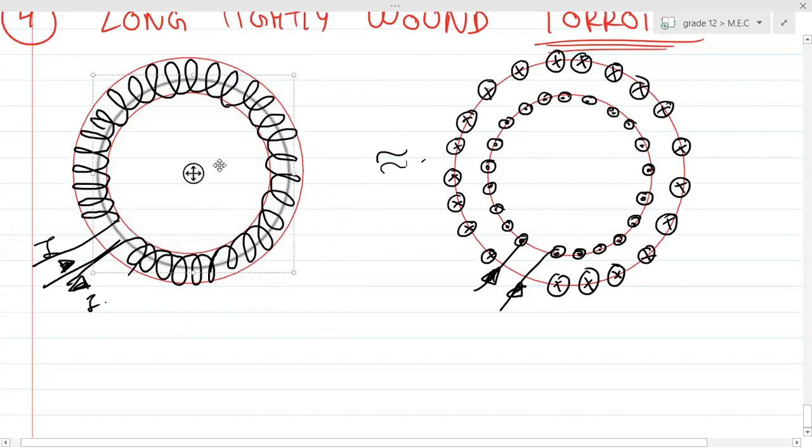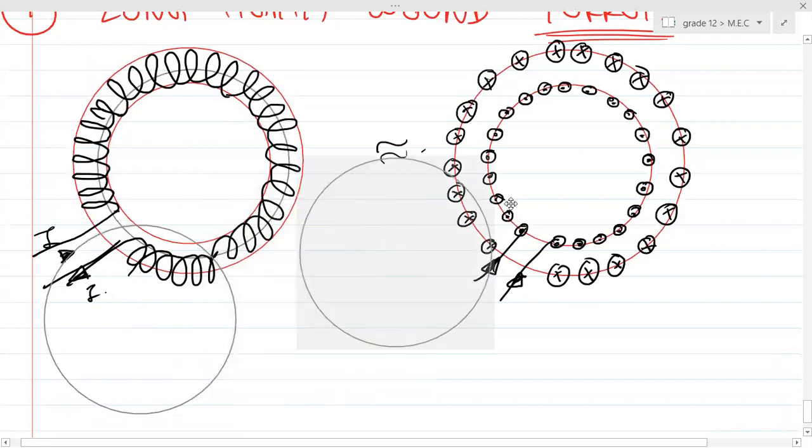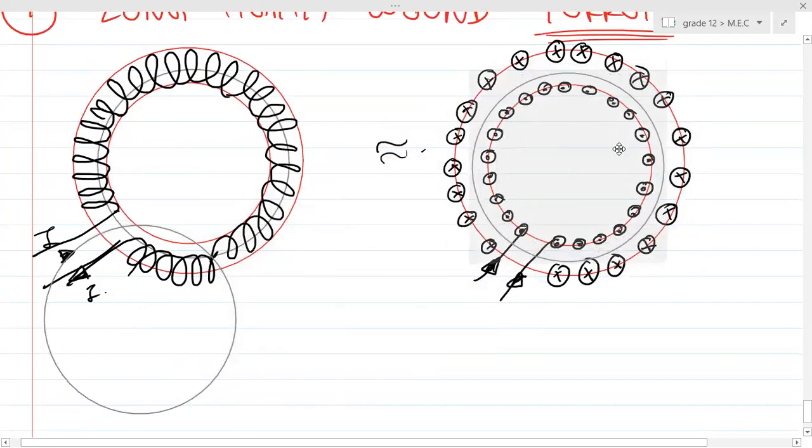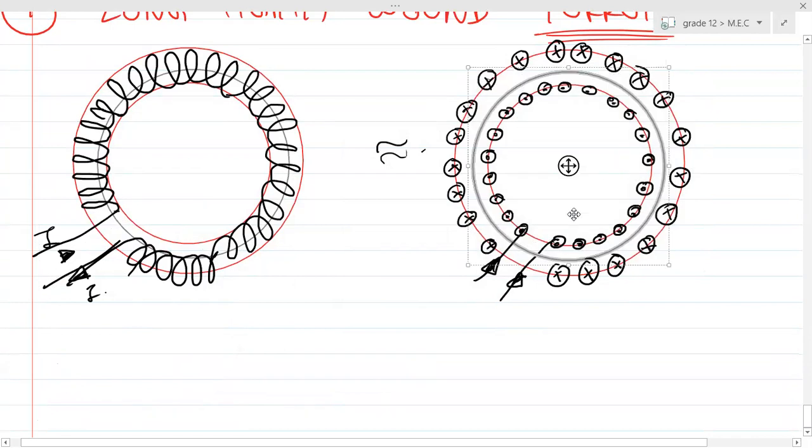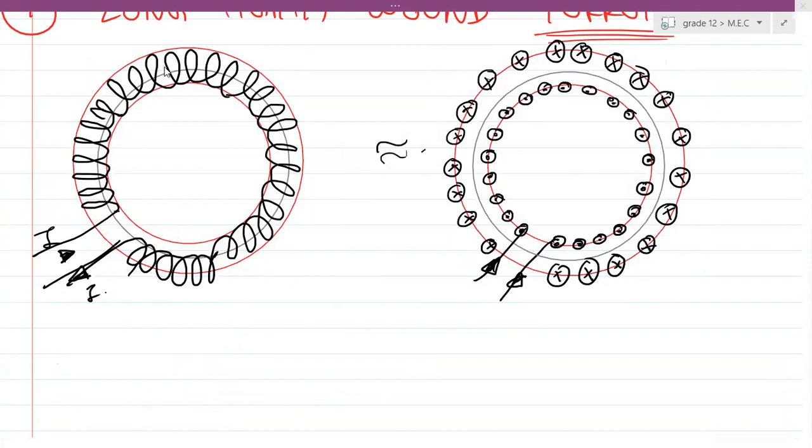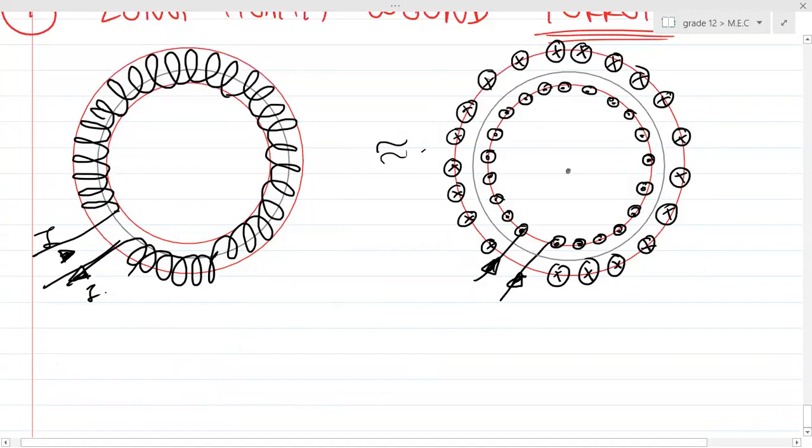So anyways, guys, can you see this particular gray circle inside? Yes, sir. This gray circle is basically the radius of the toroid. Basically from here to here, this is the radius of the solenoid. Is this clear? The radius of the toroid, is it clear? Capital R is called the radius of the toroid.